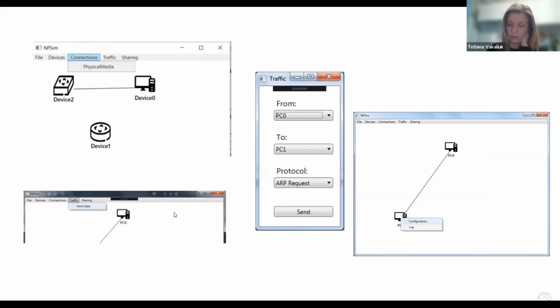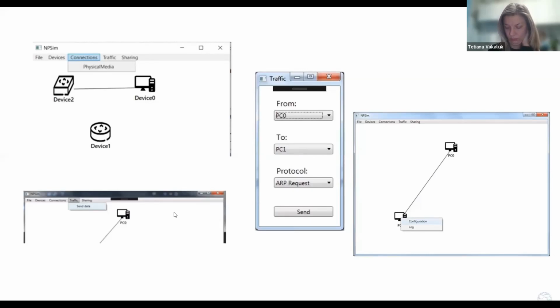So, to create a network project in which you can build a network, you need to click the item file, create project. Once the project is created, the user can add a device by clicking device and selecting one of the options: computer, router, or switch. After creating at least two devices, the user can connect them using connections, physical media. By clicking on the item physical media, the user must click on the two devices that he wants to connect.